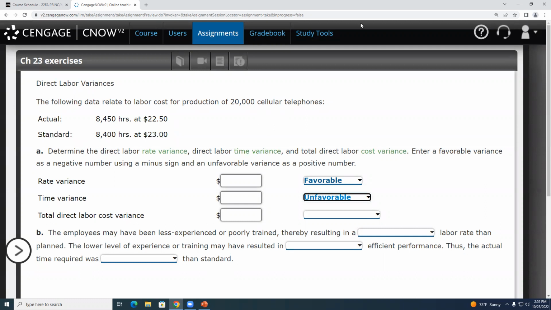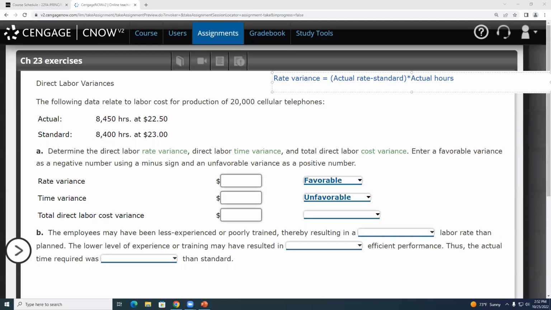So let's do the rate variance. I'm going to put the formula on the screen. I just showed you the formula in the PowerPoint, but we'll do the rate variance first. Direct labor rate variance. And the formula is actual rate minus the standard rate per hour times the actual hours.